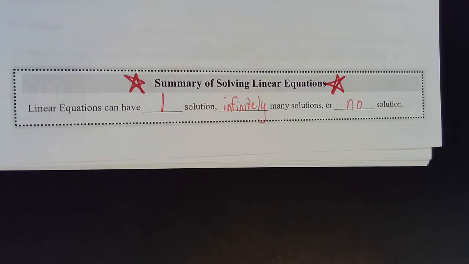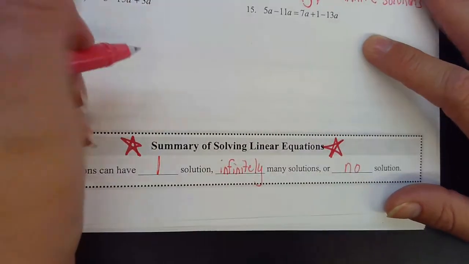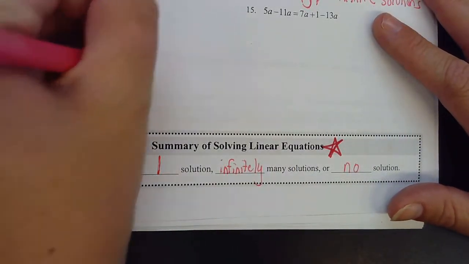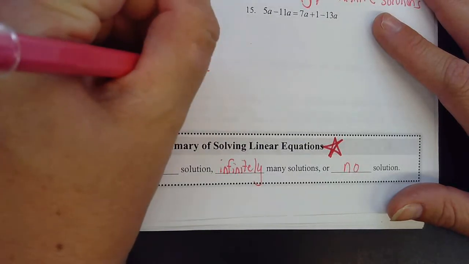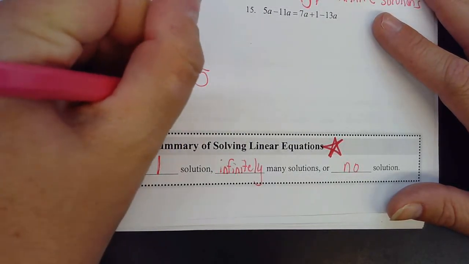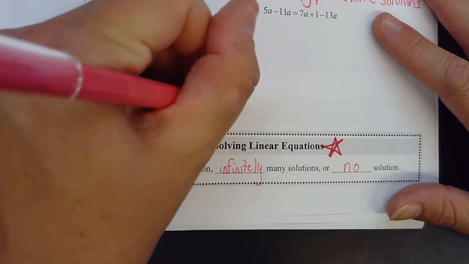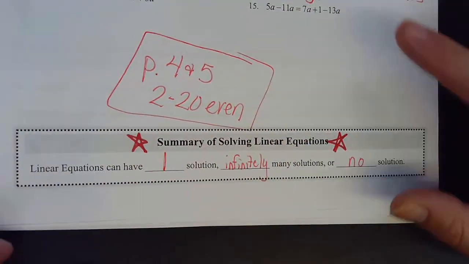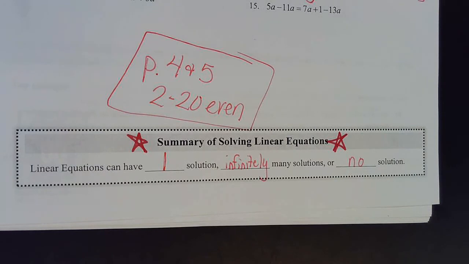Be careful, be careful. What you're doing today in that assignment packet, you're going to do pages 4 and 5, 2 through 20 even. So in that assignment packet, page 4 and 5, 2 through 20 even.